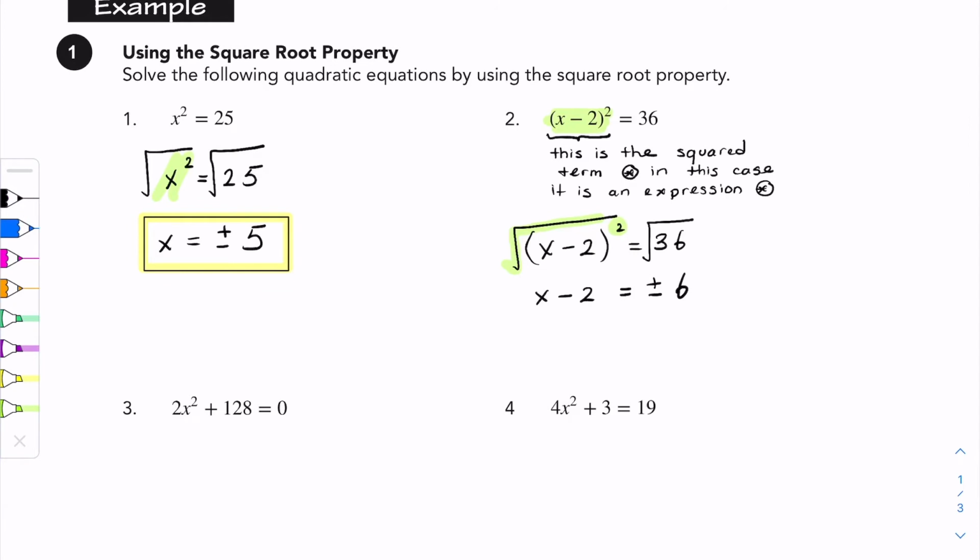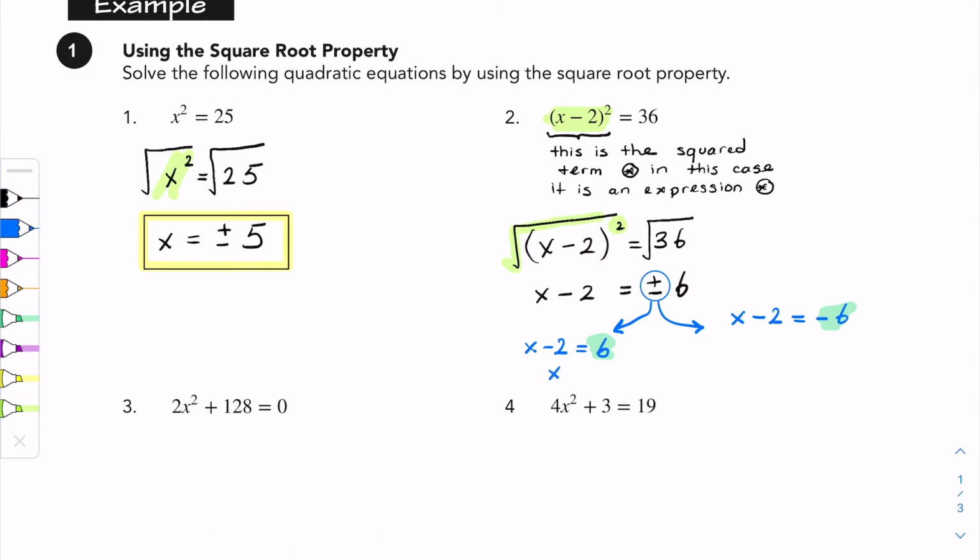Now here's where you have to pay close attention, because it's very easy to just add 2 to both sides and add it right to 6 and be done. But that is not how you go about solving this one. You have two solutions here. So the first solution says that x minus 2 is equal to positive 6, and the second solution says that x minus 2 is equal to negative 6. So you have your positive answer, you have your negative answer. Then you solve for x.